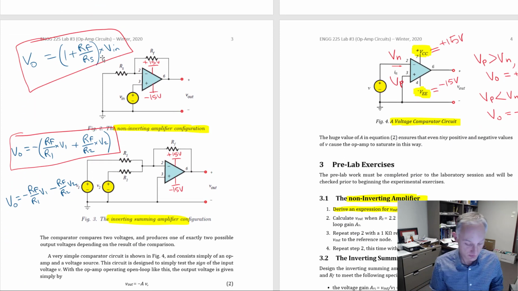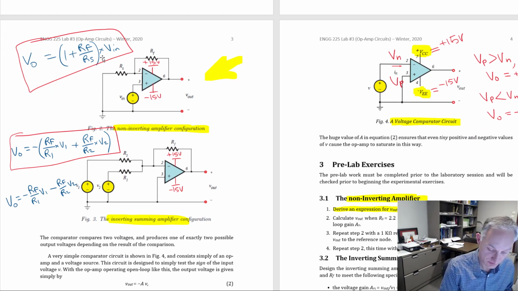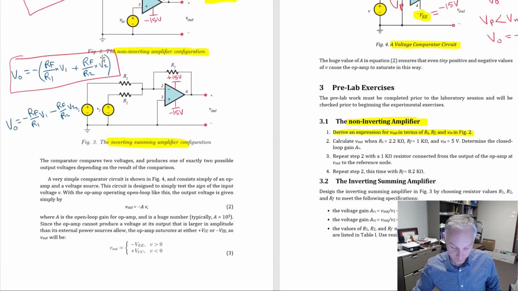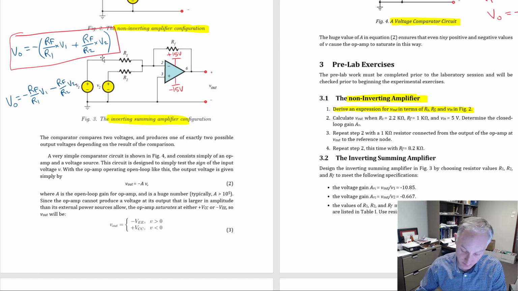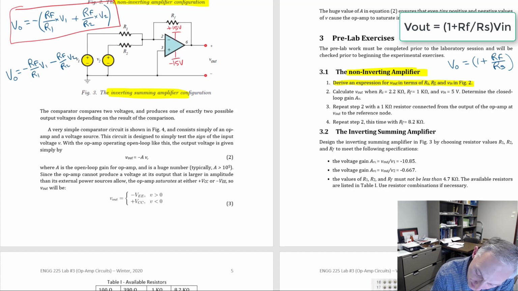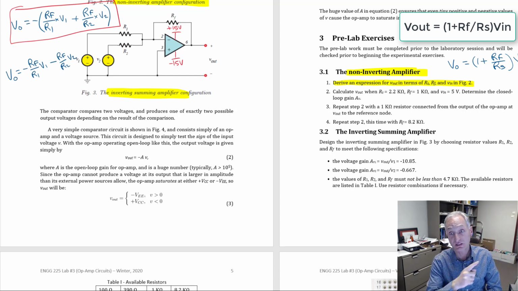Right here. Okay? That one. Okay. So what's that going to look like? Well, the expression that you're going to get, right, it's for the non-inverting amplifier, right? So it's going to be V out equal to 1 plus RF over RS times V in. So what you're going to have to do is derive that from the basic op-amp summing point constraints, okay?